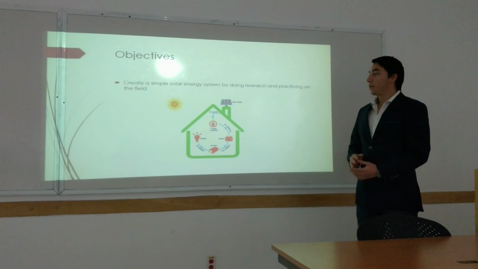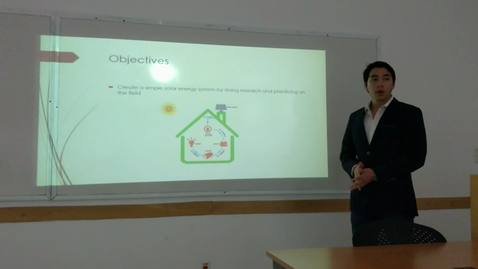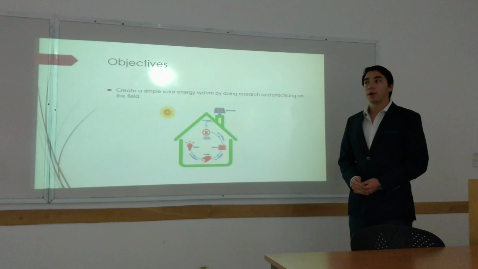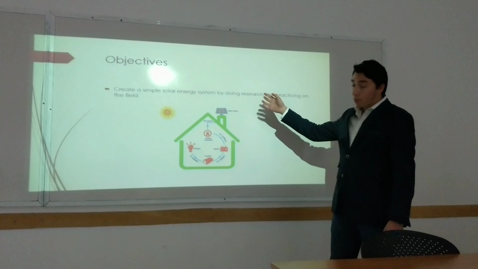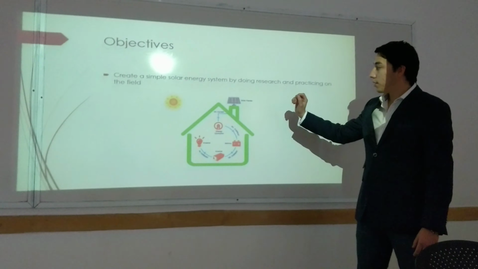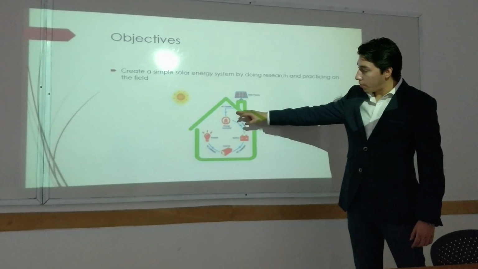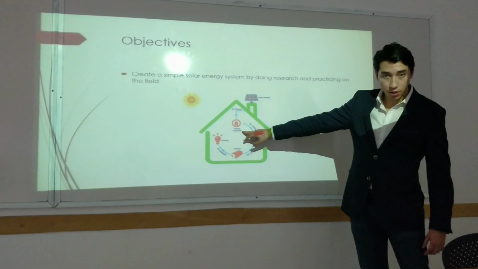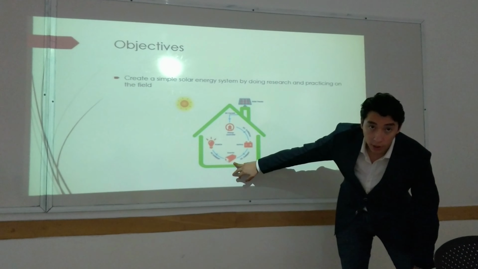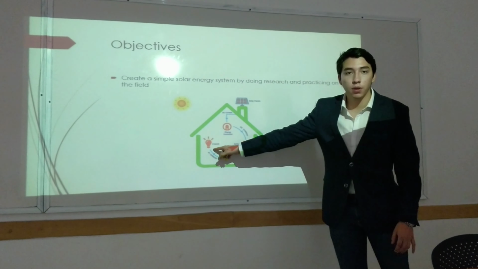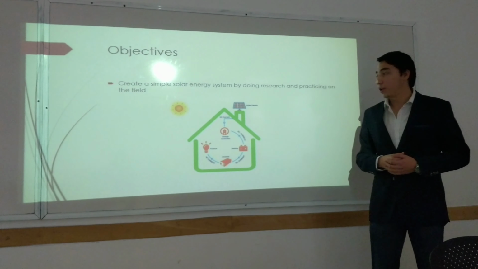As an objective, my main objective was to create a simple solar energy system using the parts that the company would give to me. As you can see in this image, typically a solar system has a solar panel, a DC current converter, a charge controller, a battery, and then it goes to the electrical grid, and then to the lights or the network in general.